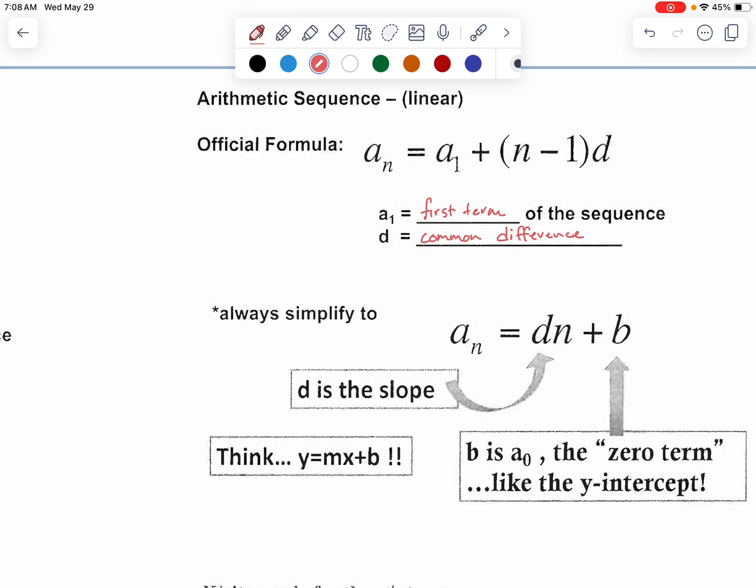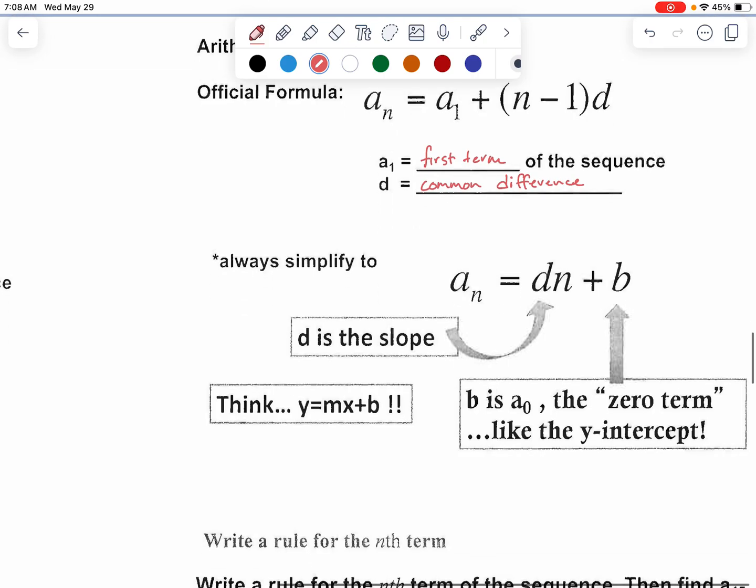Okay, we're always going to simplify this down. So once we substitute our numbers in, we're going to simplify it down to a sub n equals d times n, where n is your variable, plus b. Think of b as a sub 0, or the 0 term. It's kind of like your y-intercept. This is very similar to y equals mx plus b.